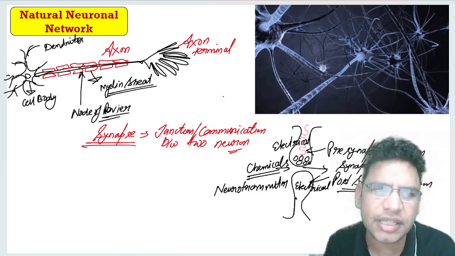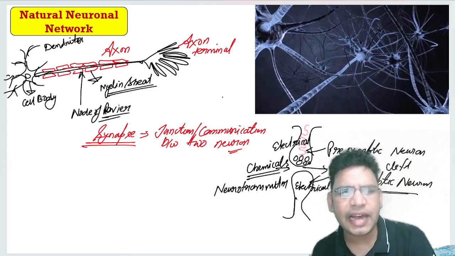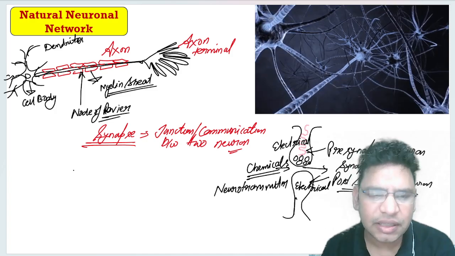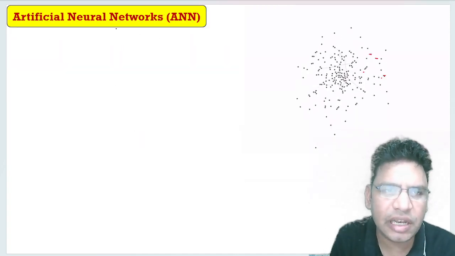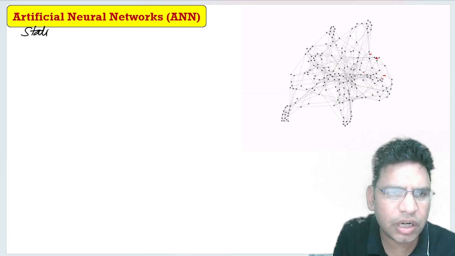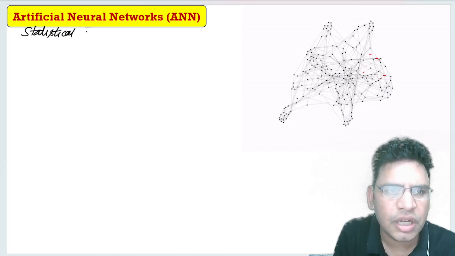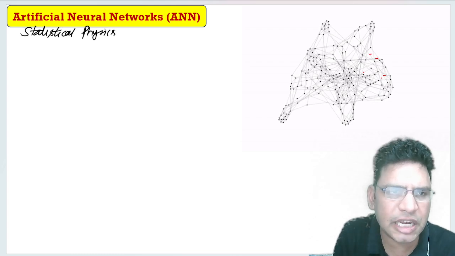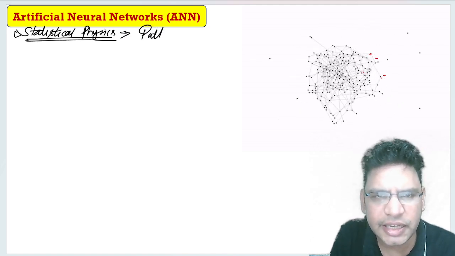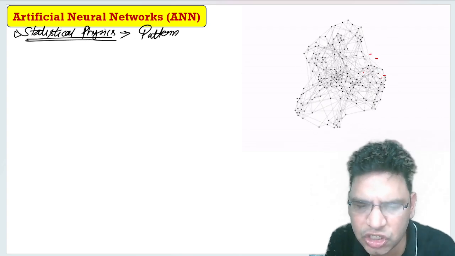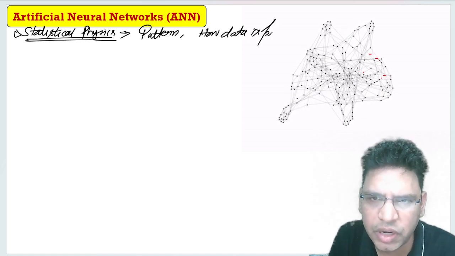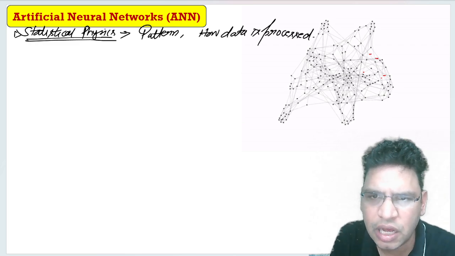This is the basic concept behind natural neural networks and artificial neural networks, right? The artificial neural network is based on the concept of statistical physics. Some time ago, people were also asking why this prize was not given for computer science, why it was given for statistical physics. Because it is based on the pattern, and statistical physics tells you how data is processed through statistical methods, right?